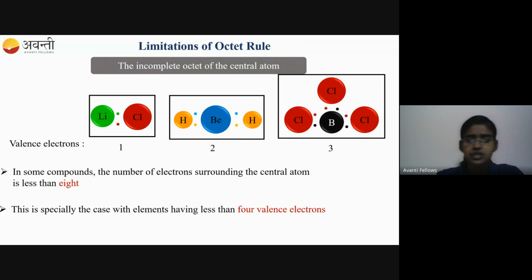Now coming to the second limitation, any doubt? Any doubt from the octet rule and from the first limitation of octet rule? Ramnagar students, do you have any doubts so far? Shall I go on with the next thing? Okay.